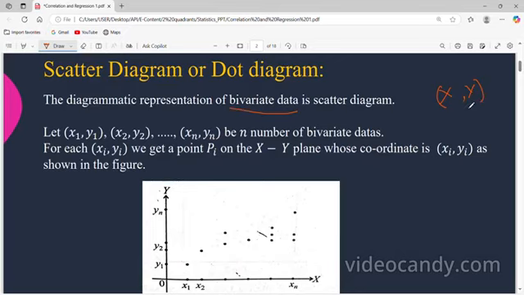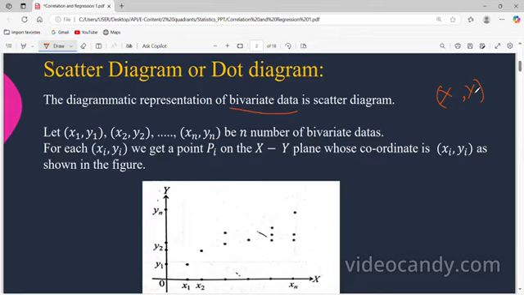As an example, we may consider jointly age and height of a person, or marks in both mathematics and physics of a student, or age and blood pressure of persons, etc. This collection of simultaneous measurement of two variables is known as bivariate data. In bivariate data, generally one variable is denoted by x, the other by y.